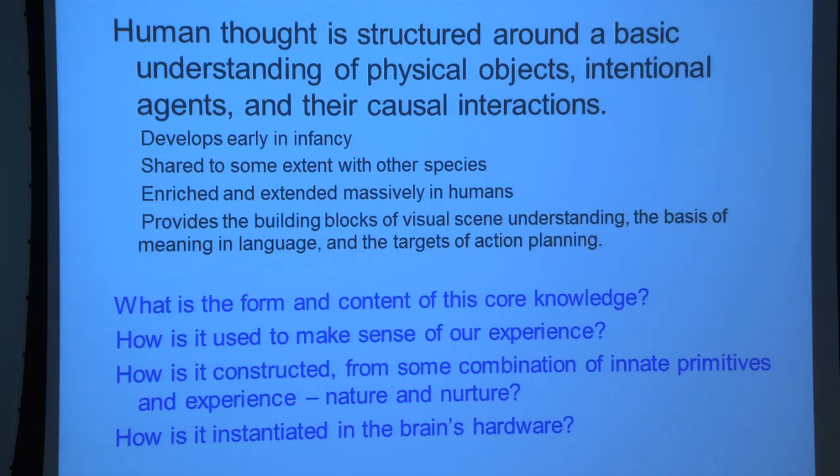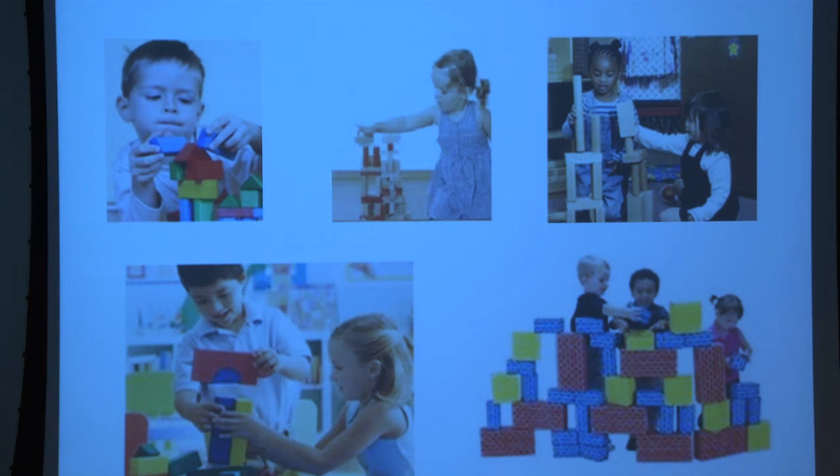And across all of the different areas of cognition, we've come to understand how this basic intuitive physics and intuitive psychology binds everything together. So this is what we're trying to understand in our center here. What's the form and content of this knowledge? How is it used to make sense of our experience? How might it be learned over the first few years? And how might it work in the brain? And just to drive this point home, the developmental roots of this, you can study all the questions I'm talking about just looking at kids playing with blocks and playing with each other.